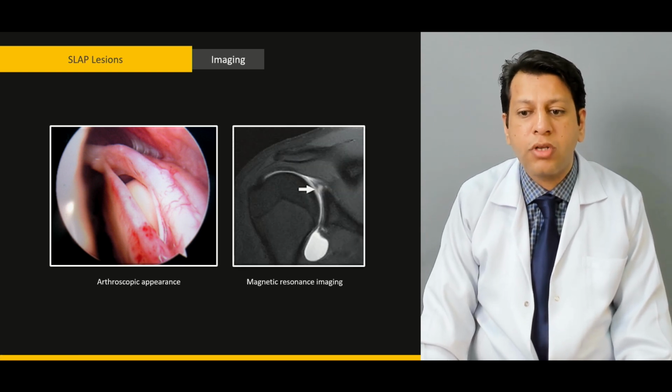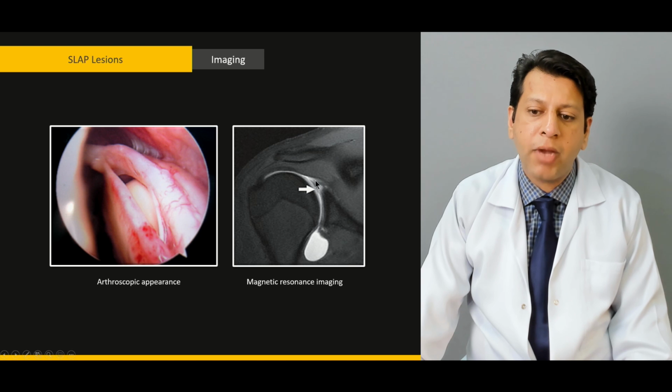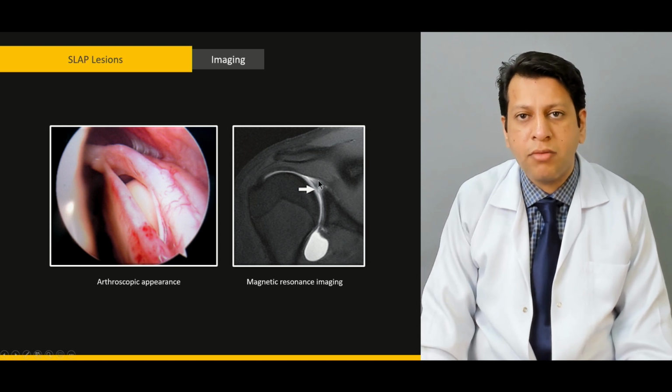This is how it looks like on MRI. If you see it over here, as I told you, this is a superior labral lesion, and from anterior to posterior lesion, and you can appreciate it over here that this is actually fraying, mainly showing of the superior labrum with most likely the intact bicep tendon.